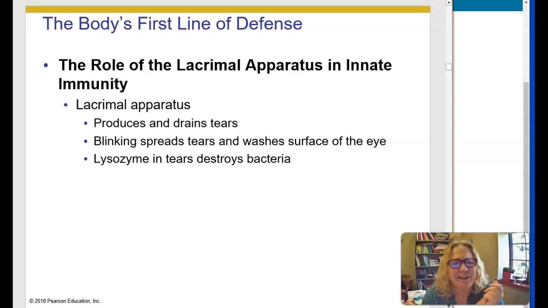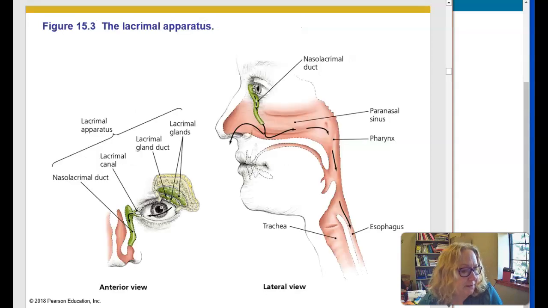Your lacrimal apparatus, which produces your tears. Here it is, here's all the tear situations. It's actually a tear duct. So when you cry, sometimes your nose runs, or you can feel it back here. This is your nasolacrimal duct, essentially your tear ducts. Here's a zoom in of it.